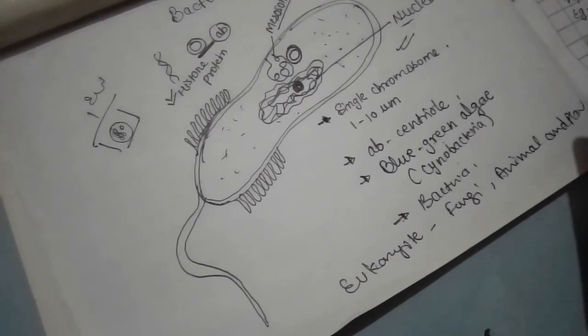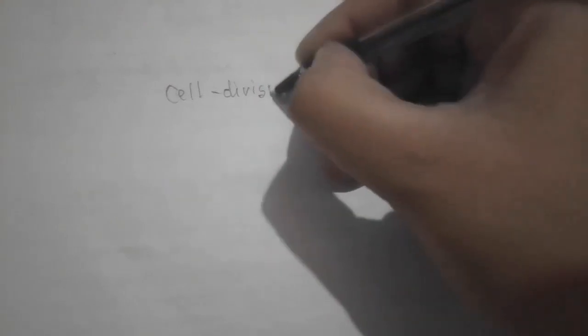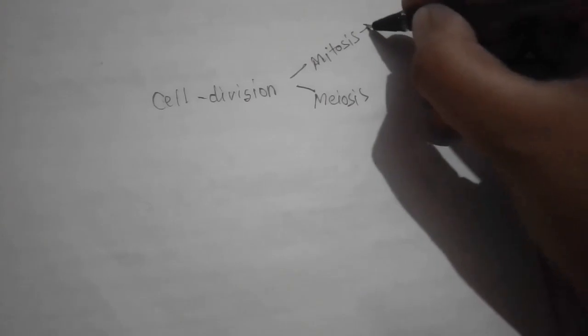Last topic is mitosis and meiosis. Okay, let's see mitosis and meiosis. That actually comes under cell division. When a cell is going to divide, the division takes place in two types. One is mitosis, and another is meiosis. In case of mitosis, that is known as equational division, and this one is known as reductional division.